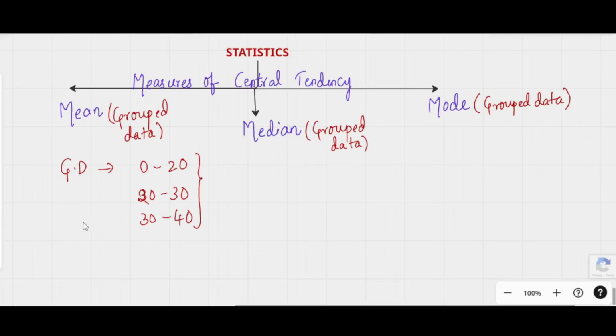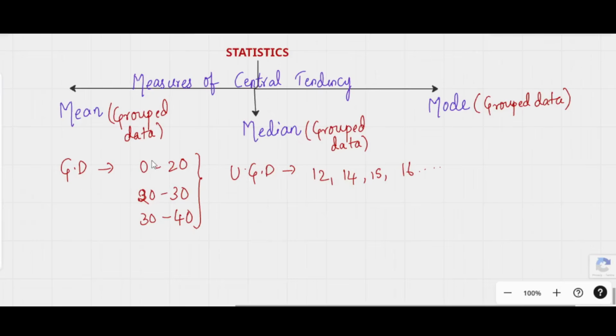Coming to the ungrouped data. So what is the meaning of ungrouped data? Ungrouped data is all about there being no group. For example, 12, 14, 15, 16. So the data is like this. You can see only single numbers, which are not grouped with any other number. If it is grouped with any other number, we call it grouped data.